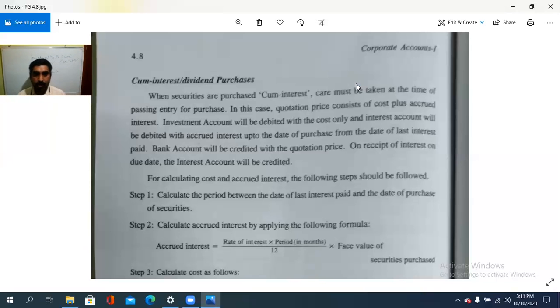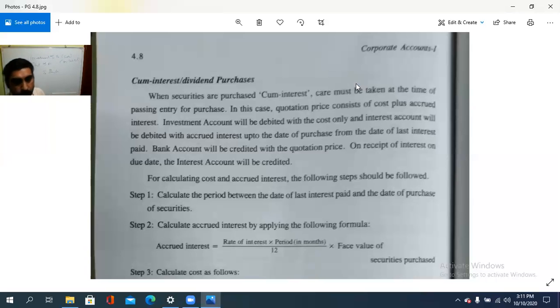Then for calculating the cost and accrued interest, the following steps should be followed. Step 1: calculate the period between the date of last interest paid and the date of the purchase of security. That is, from the time the interest was last paid to the date of purchase of the security, that is, the share purchase date.